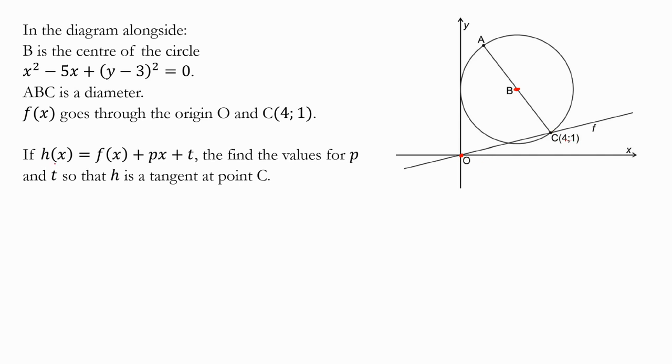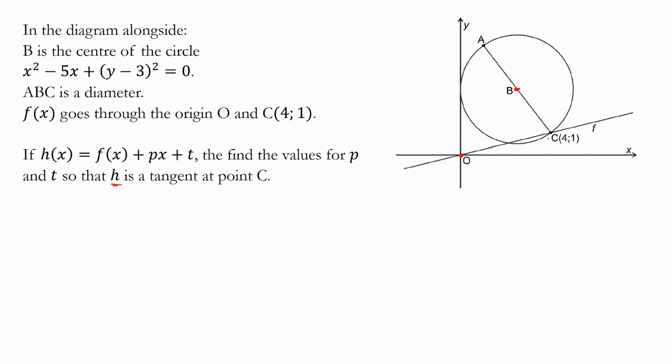Right, if h of x is equal to f of x plus px plus t, find the values of p and t so that h is a tangent to the circle at point C. So we want to find the equation of the tangent. Right, so what do we need here? F is not the tangent, you can see that.